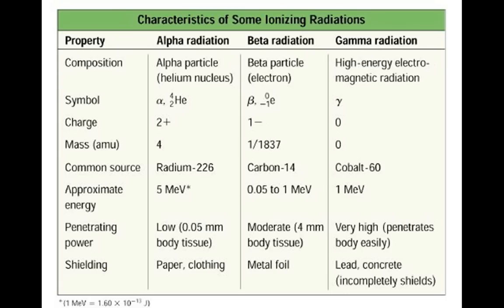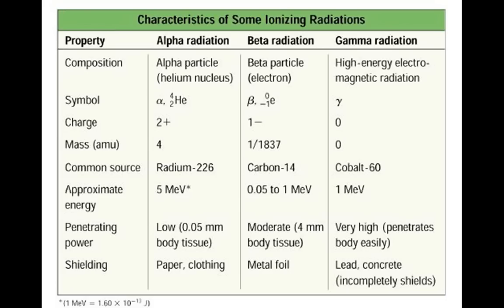It shows you here with alpha radiation the symbol. It is a helium nucleus, so it has a mass number of 4, atomic number of 2. And then beta radiation is simply an electron, so it has a mass of 0 and an atomic number of -1. And then of course gamma radiation is high energy. Some of the more common sources: radium-226 is a common alpha radiation source, carbon-14 beta radiation, and then cobalt-60 gamma radiation.